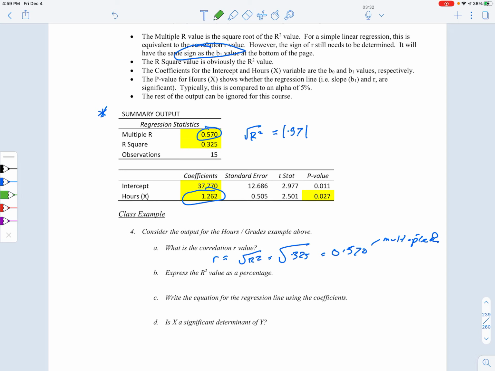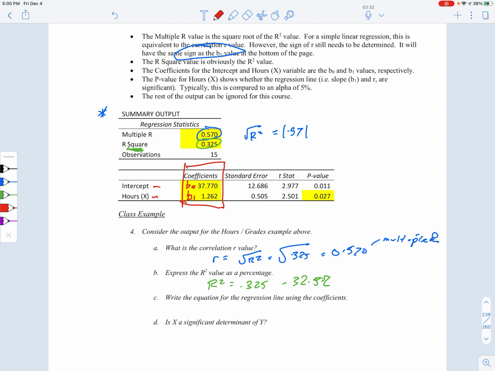All right, let's change colors here. The r squared value, we've already talked about, but it's right here. It's kind of a dead giveaway what this is, isn't it? So the r squared value is 0.325, and that's generally expressed as a percentage. Write the equation for the regression line, and that's actually these guys right here. So these coefficients are, here's your B naught, and this is your B1. Your B naught is your intercept, and B1 is the slope of hours, your x variable.